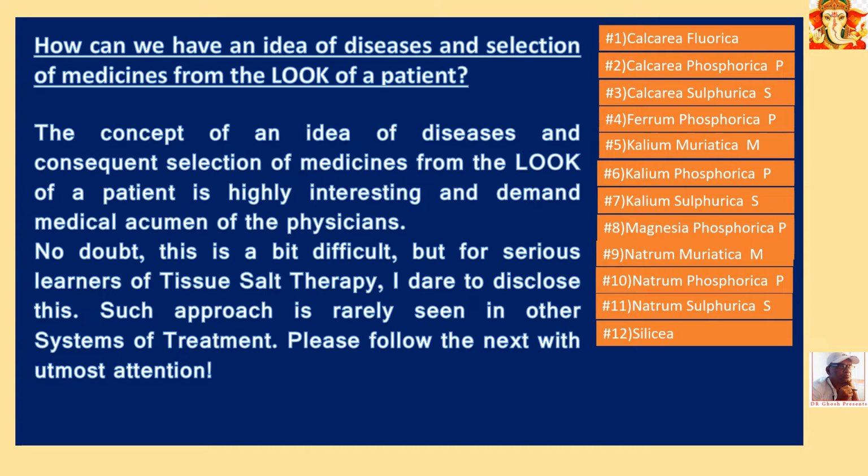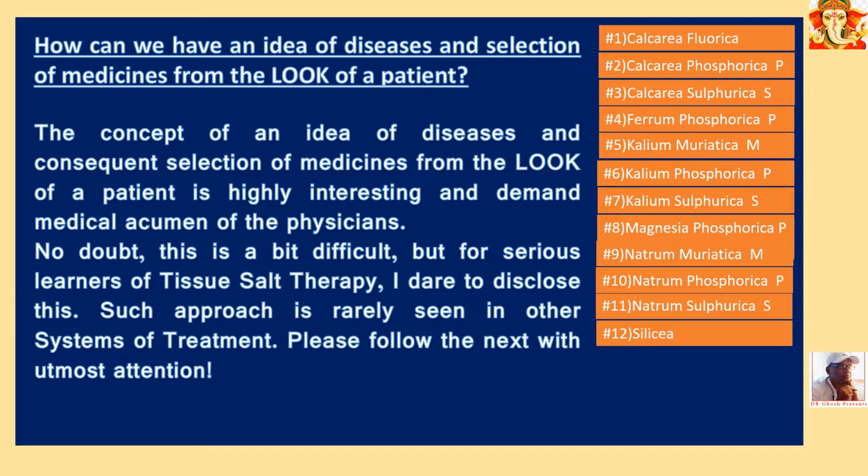How can we have an idea of the disease and selection of remedies or medicines from the look of a patient? The concept of an idea of diseases and consequent selection of medicine from the look of a patient is highly interesting and demands medical acumen of the physicians. No doubt this is a bit difficult, but for serious learners of tissue therapy, I dare to disclose this. Such an approach is rarely seen in other systems of medicine. Please follow the next with utmost attention.